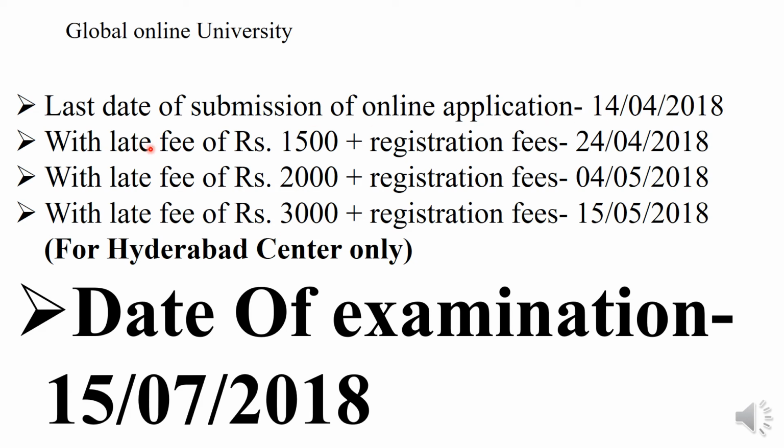Then with a late fee of 1500 plus the registration fee, the last date will be 24th April 2018. Then you can see here, with a late fee of 2000 plus the registration fee, the last date is 4th May 2018. Then with a late fee of 3000 rupees plus the registration fee, this will be the last date.